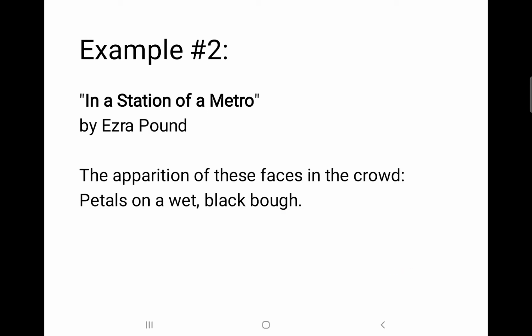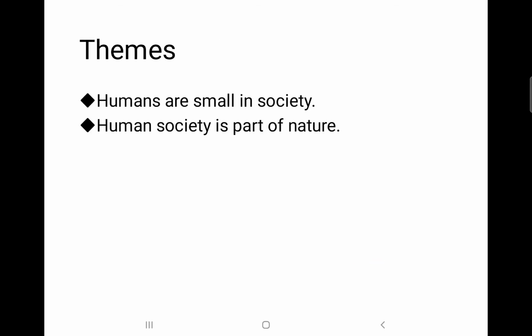Let's have another example. This one is another very short poetry by Ezra Pound, In a Station of the Metro. The apparition of these faces in the crowd, petals on a wet black bough. Again, we see man, not just man, but man vis-a-vis nature. Man versus nature. Or man as a society, because it says metro.